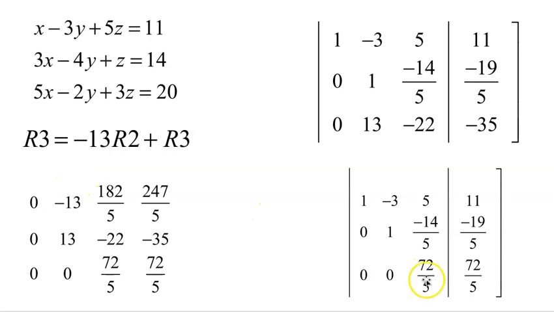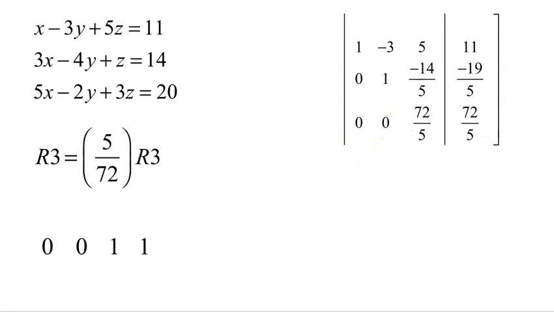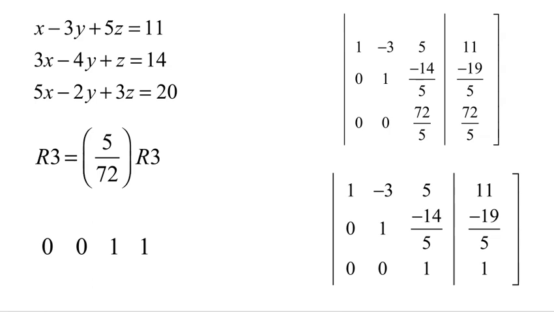Because the last thing I'm going to need is a 1 in this slot. So I can divide everything by 72 fifths or multiply everything by 5/72 to turn that into a 1, which will also turn this piece into a 1. So let's see what we get there. Multiply by 5/72 or divide by 72 fifths, that's equivalent. And that gives me 0, 0, 1, 1, which becomes my new row 3, and now I have it in upper triangular form, which gives me 3 equations that are easy to solve with substitution.